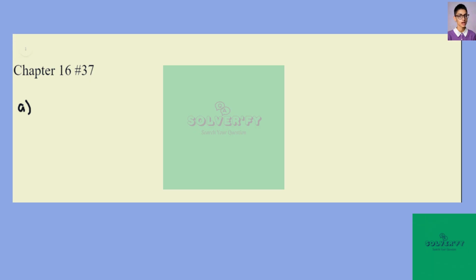This is the answer to Chapter 16, problem number 37 from the Smith Organic Chemistry textbook. This problem asks us to draw the structure of each compound. So we're given four names and asked to draw the structures that correspond to those names.